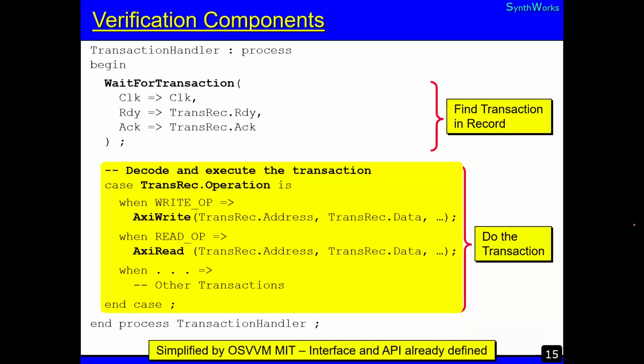Here we're benefiting from the OSVVM model independent transactions, because if we didn't define the interface and the transaction API, we would have to be writing that. But with model independent transactions, you don't have to do that. So we're really just focused on writing the verification component. You can see the verification component is simple enough, and there are aspects of it that can be very RTL-like if you like. So it doesn't take a verification specialist to write this.